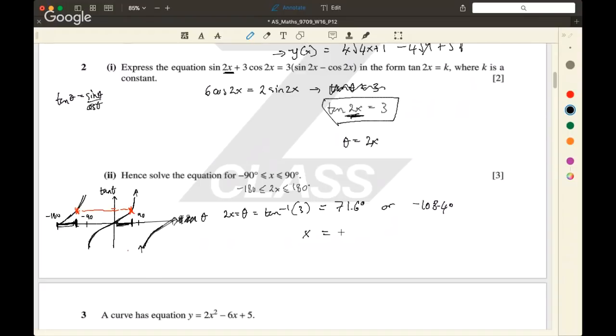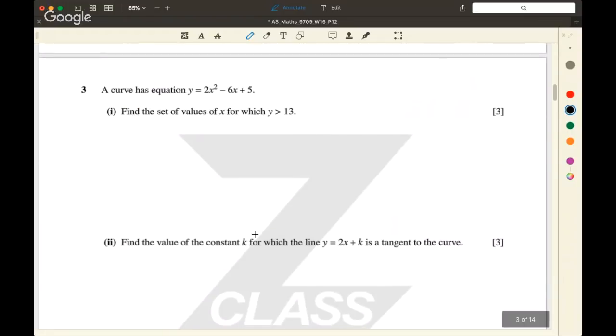Now you can therefore say that x is equal to, and then you just divide by 2. So don't get confused by the x and the 2x. Just call 2x theta, do your thing, and then divide by 2 at the end. Otherwise, you will probably make mistakes.